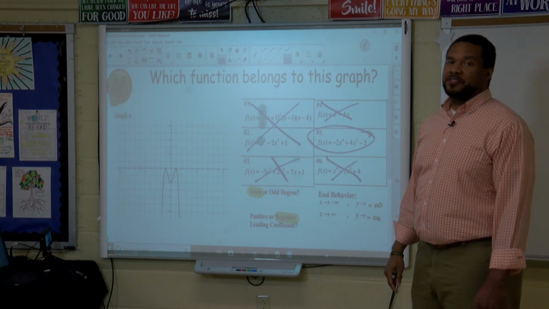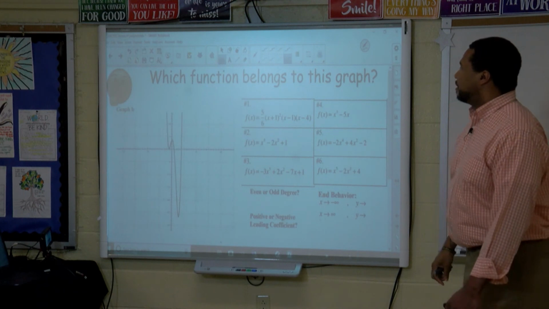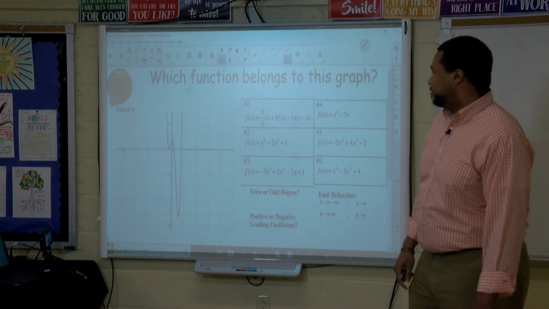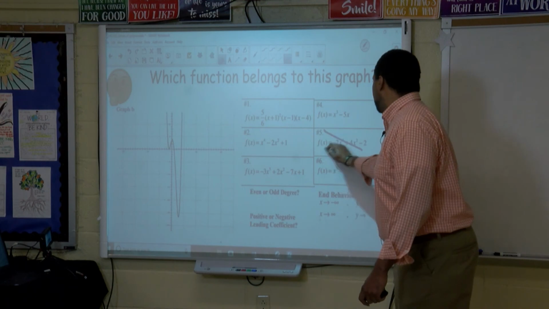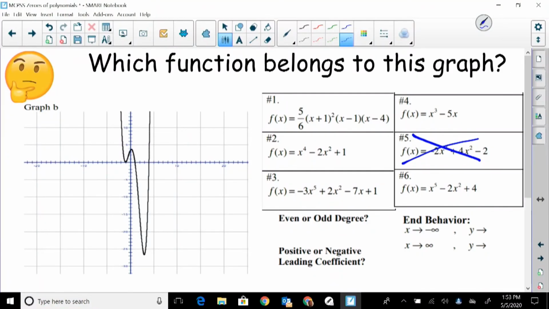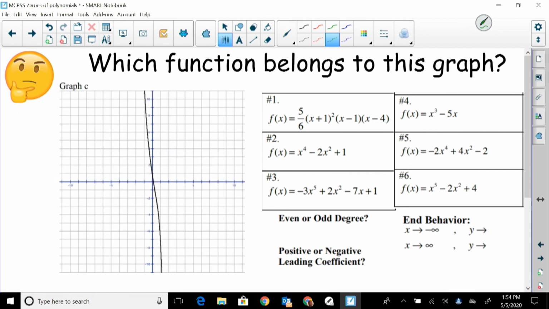So let's take a look at another graph before we head out. Graph B: positive or negative, even or odd, in behavior. We know it's not 5 because we've already chosen one for 5. Let's see if you can come up with the answer for graph B. Which one of these functions meets graph B? And the other thing would be graph C. Which one of these functions will be graph C?